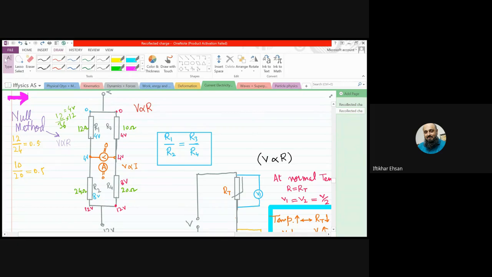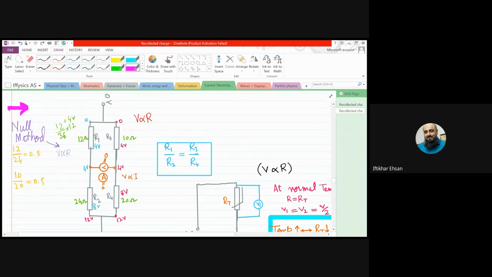Now, there is one thing I would like to share. The main point is this. Whenever you see two resistors R1, R2 in series, in parallel with the series combination of R3 and R4, and the voltmeter or ammeter between them is giving 0, null reading, then, beta, the ratio of R1 and R2 will be equal to the ratio of R3 and R4. You have to keep this in mind.